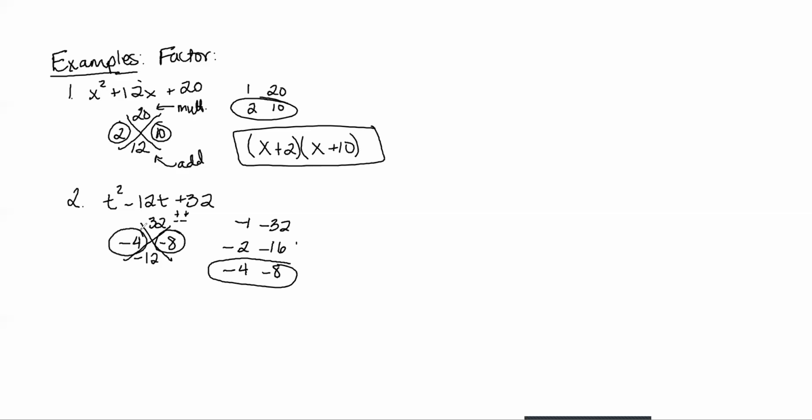So now the only difference is when we factor this, for one thing, it's a t squared, so it's going to be t's in the front. And then they're both negative, so it's going to be t minus 4 and t minus 8. Negative is a minus, positive is a plus.